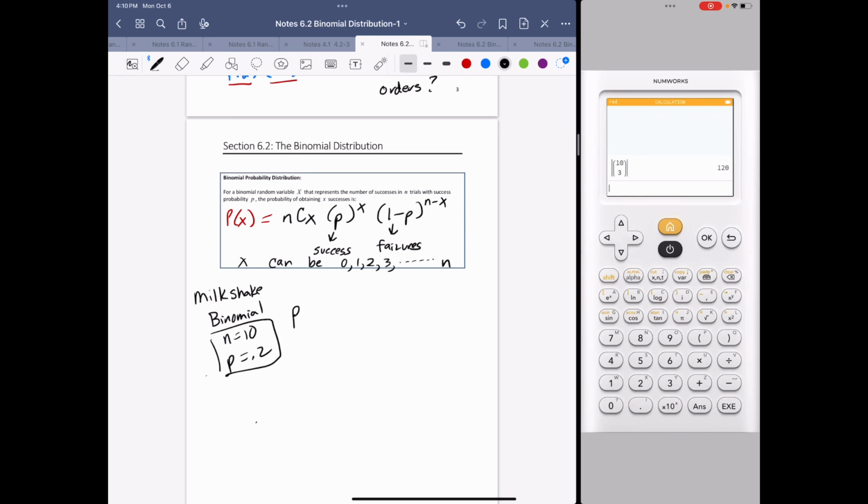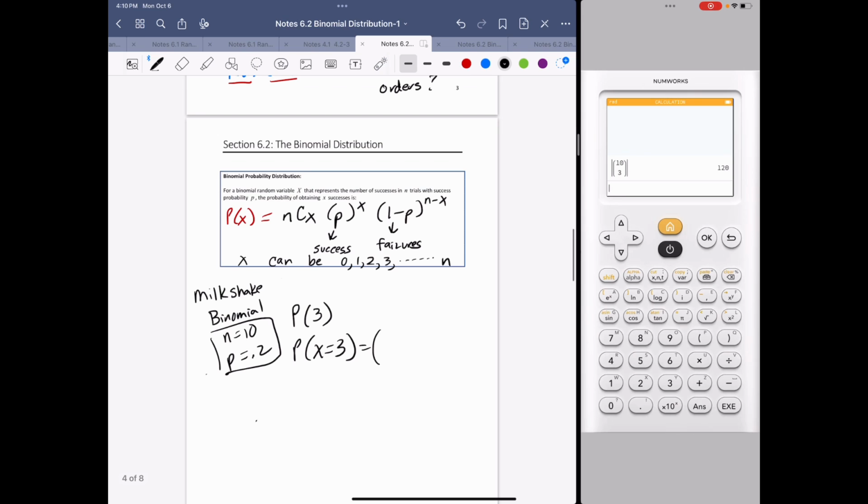So I want the probability. Alex will write it like this, P of 3. I like it better, P of x equals 3. Okay, so I like P of x equals 3. And here's my formula. It's n choose x. You can write it like that, or you can write it like numworks does it. I'm going to write it like numworks this time. I'm going to say 10 choose 3.